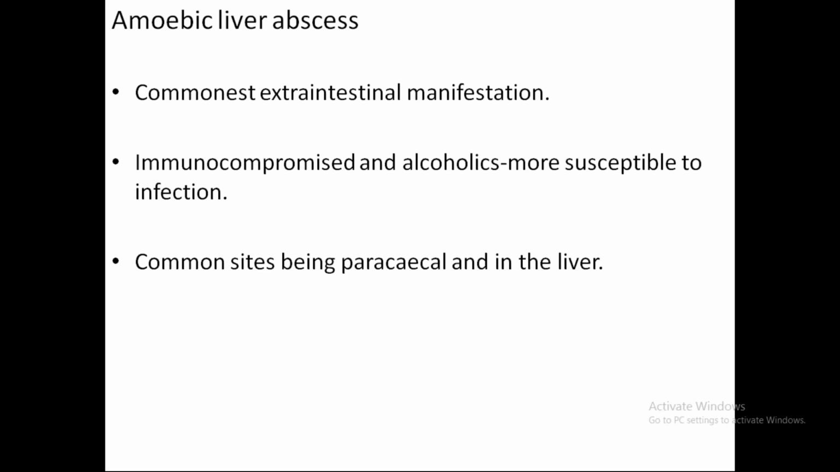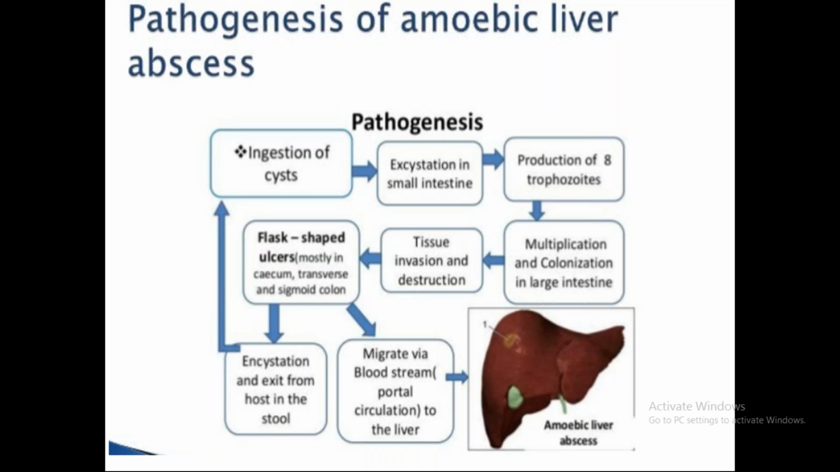You can see this in alcoholics and immunocompromised patients, because these are more susceptible to infection. Common sites are paracecal and liver. I've already told you previously how this goes to the liver. Again, we'll see the pathogenesis once more. First, we ingest the cyst. Excystation occurs in the small intestine, in the ileum. Production of eight trophozoites, multiplication and colonization in the large intestine.